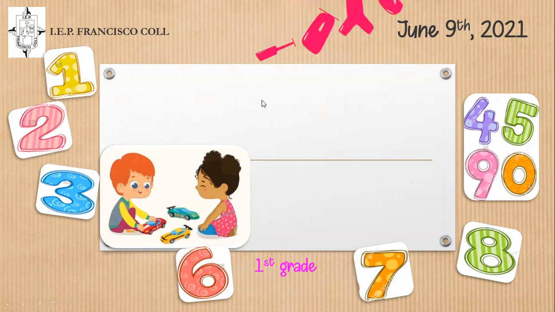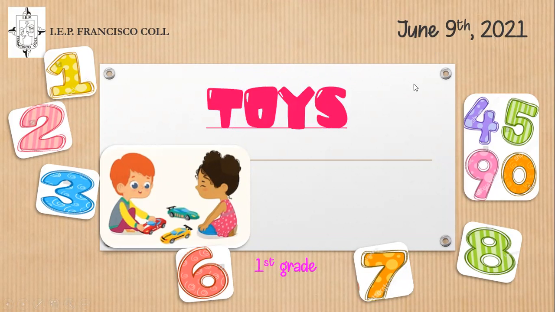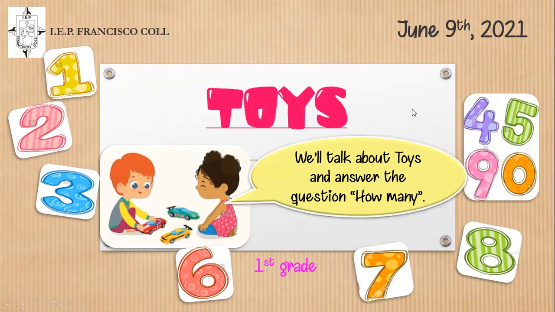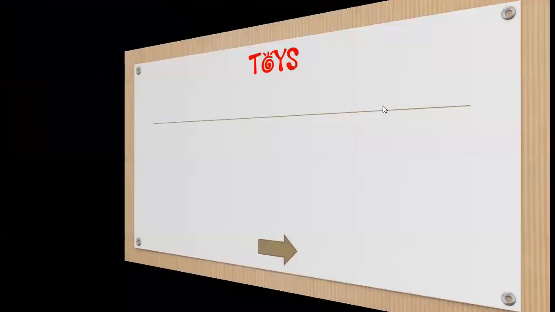Our title is Toys. Yes, we are going to learn some words about toys. As you look here in this picture, there are two kids who are playing with three cards. One, two, three, three cards. So we are going to learn some words related to toys, and we are going to answer a question, how many? Using numbers too. Let's see.